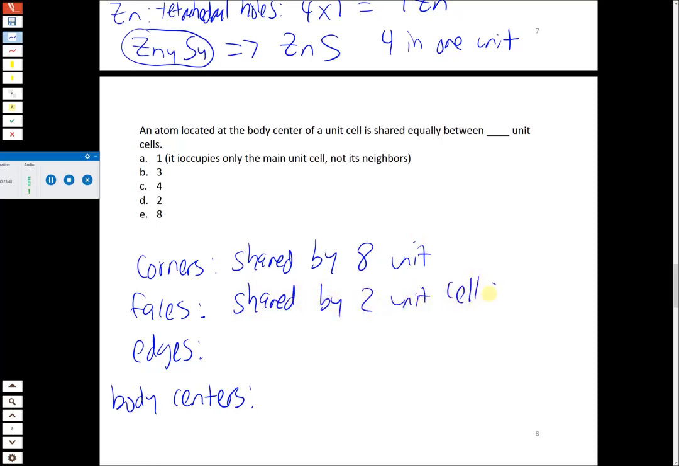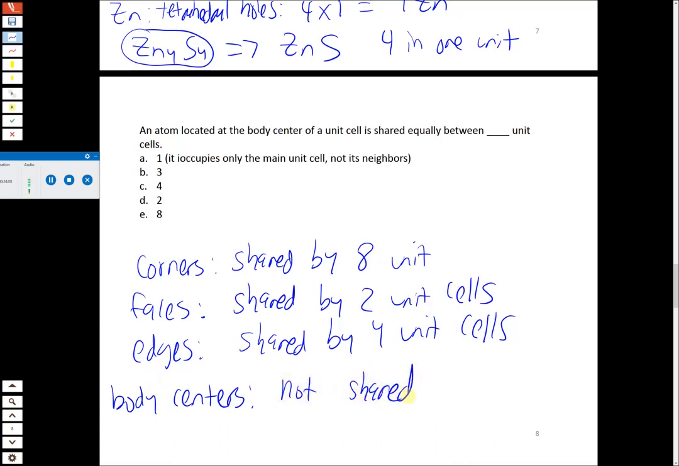And this comes out of the table in the notes, so again, this is helpful to know. Edges are shared by 4, as we stack the cells next to each other. But anything in the body center, whether it's directly in the center or, as we saw in the last problem, just at least inside the unit cell, even if it's not right in the middle, these are not shared at all. They just belong to that unit cell. So if we have an atom in the body center, it's not going to be shared, so it's only going to be shared between 1 unit cell, the one that it belongs to.